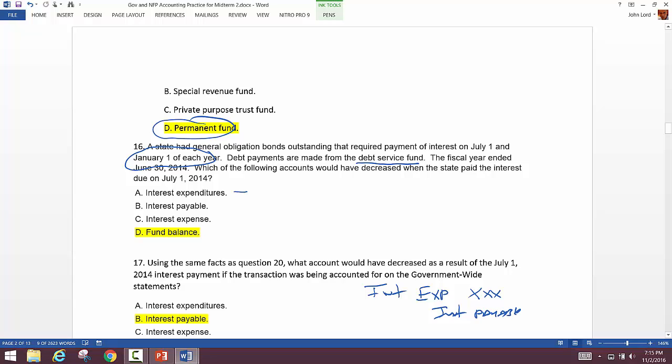And then when July 1st comes, the next day, but now we're into the next fiscal year, I've got to pay that, don't I? So I would debit interest payable and credit cash. So interest payable decreases, doesn't it, as a result of the payment? Okay, good.